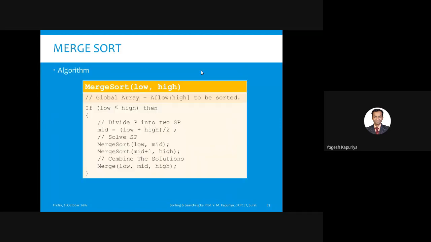How is it being done? So it obviously has parts, right? First is the divide part, second is the conquer, and third is combine. Divide means you are dividing a problem into sub problems. Here we are dividing a problem into two parts. Every time we are dividing P into two SP.